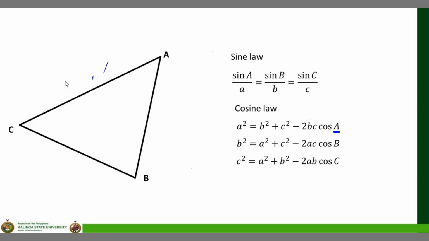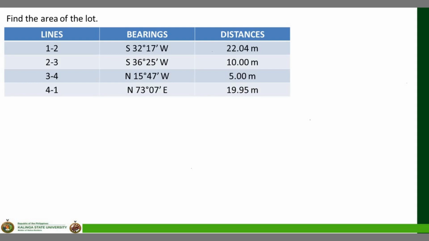are mostly what we use to determine the area of a certain parcel of land. Okay? So again, what I have shown you is just a glimpse of what you learned in trigonometry in junior and senior high school. Let's try to solve a problem using geometric figures. For example, for this survey data, you're required to find the area of the lot. Our lot has given lines, bearings, and distances.